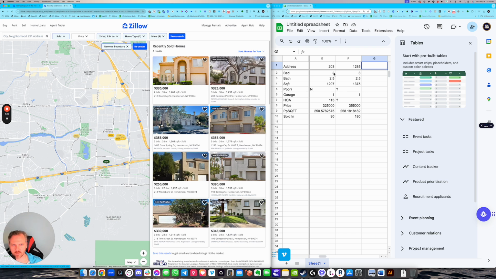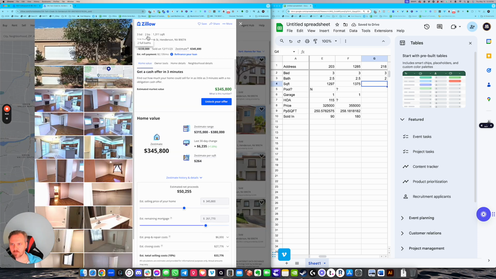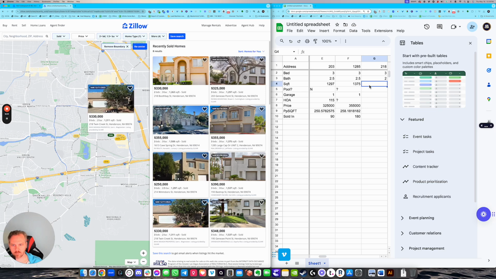Let's see. Do we have 613? We do have 613, 218, 205, and 285. 218. Oh, we have 2 of them on 218. So this is another one on 218. This is why you write the full address out, not just the number. 3-bed, 2-bath. Is that an actual 2-bath or a 1? Yep, 2 full baths. Great.